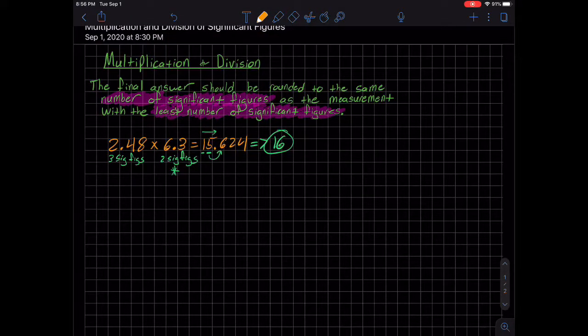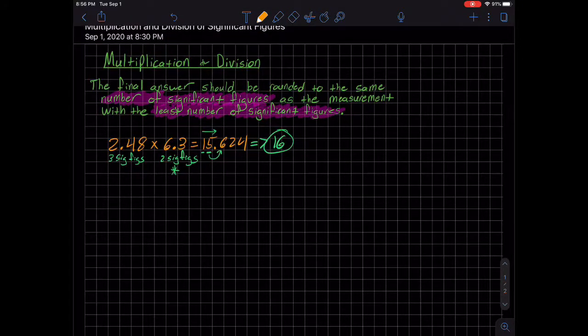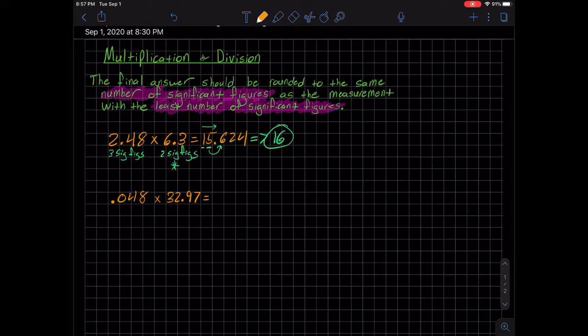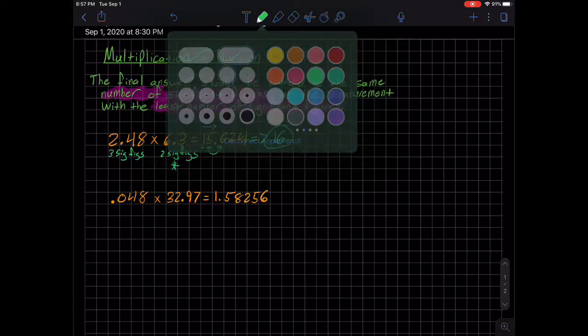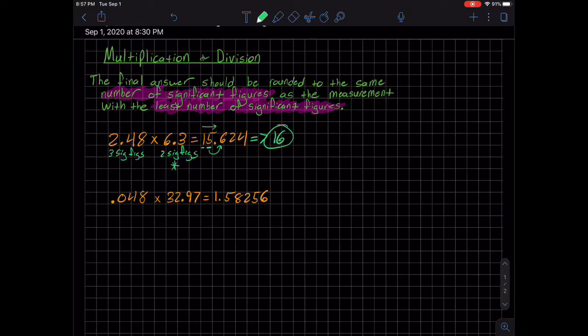Let's do another example here for multiplication. 0.048 times 32.97. When you plug that into the calculator, you get an answer of 1.58256. So now again, we have to decide how many significant figures our answer can have.